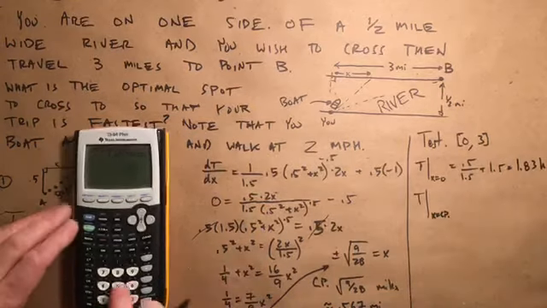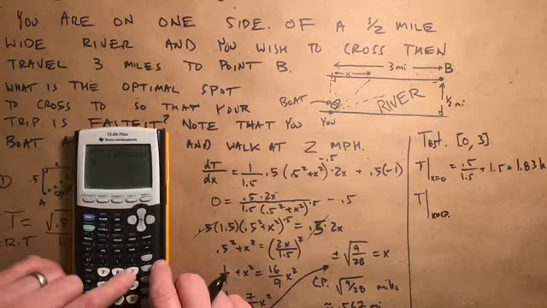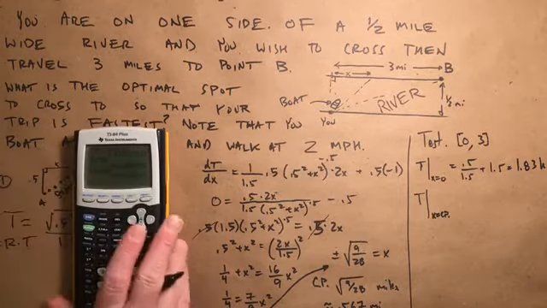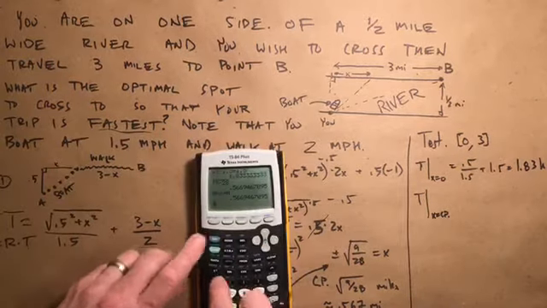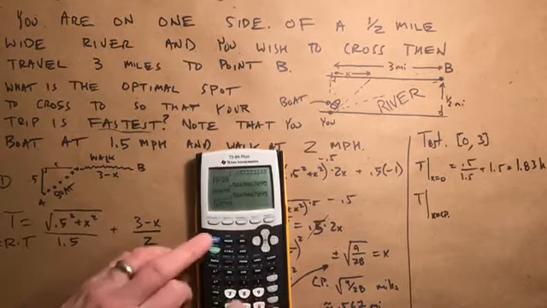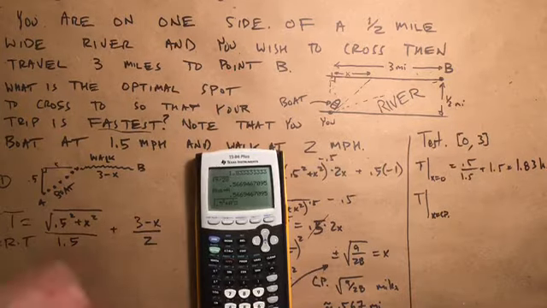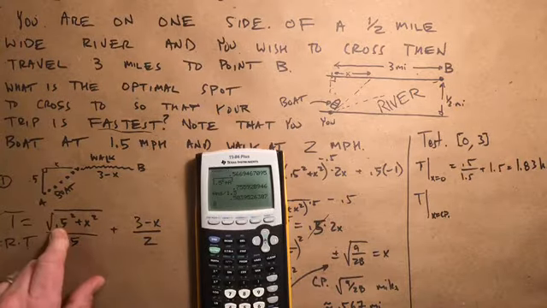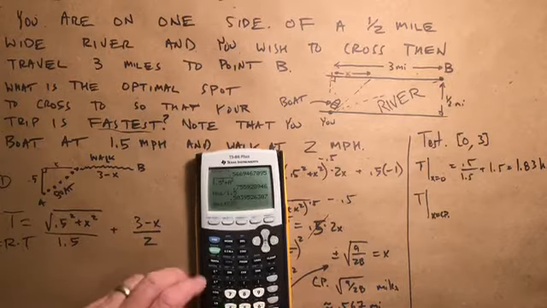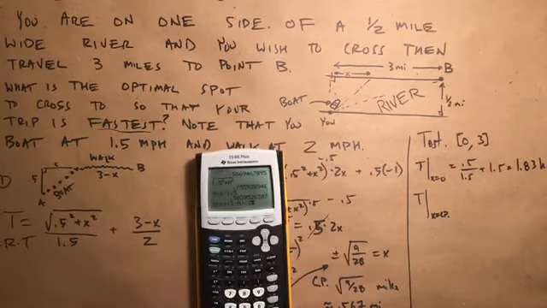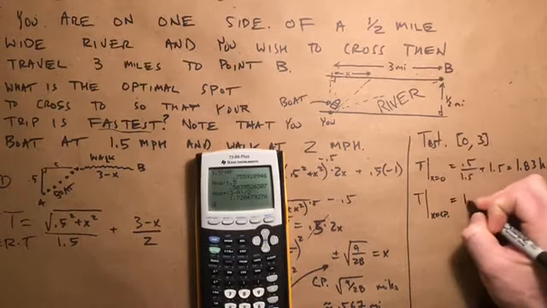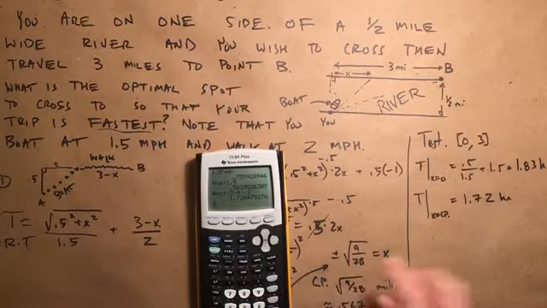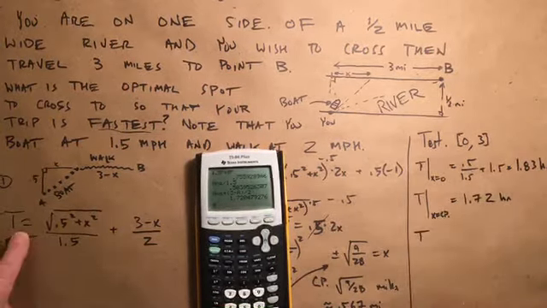And what I'll do here is, once again, enter in the square root of 9 over 28, and I'm going to store that as a. And so when I go to my formula here, I can have the square root of 0.5 squared plus a squared. I'm going to bang that, divide it by 1.5. I have 0.503 for this term. And then I'm going to add to that 3 minus a divided by 2. And I get 1.72 hours.